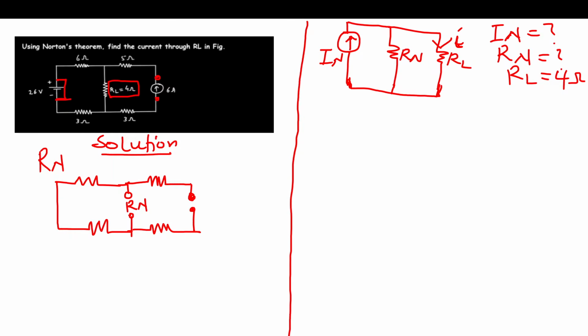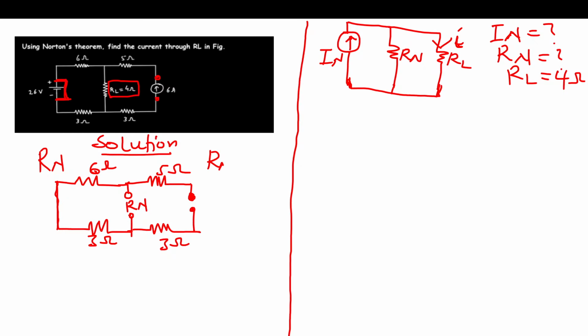I short circuited this 26V from there. That is why this part is like this. Now there is a current source here, and for current sources we don't short circuit them, we open circuit them. So I did that here. That is why I have this here. So this is 6 ohms, and this is 3 ohms. This is also 3 ohms, and then 5 ohms.